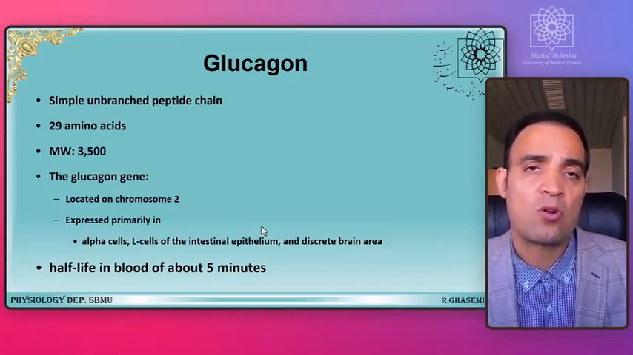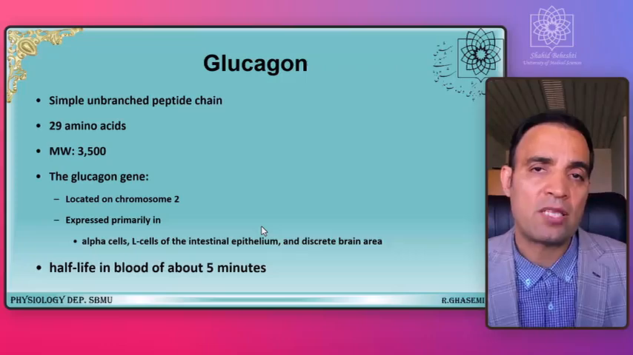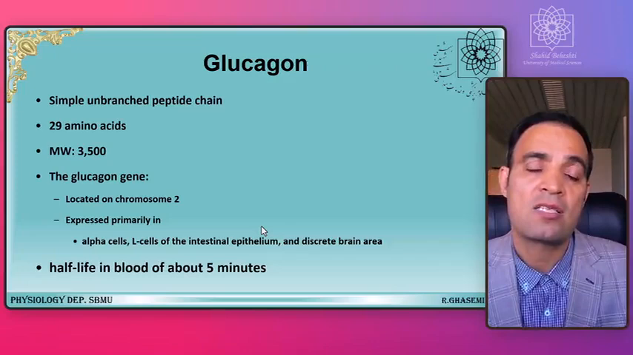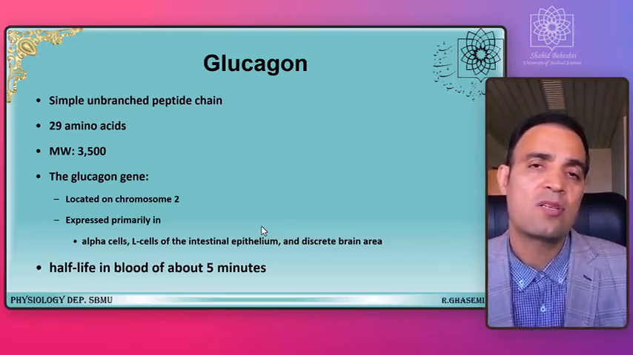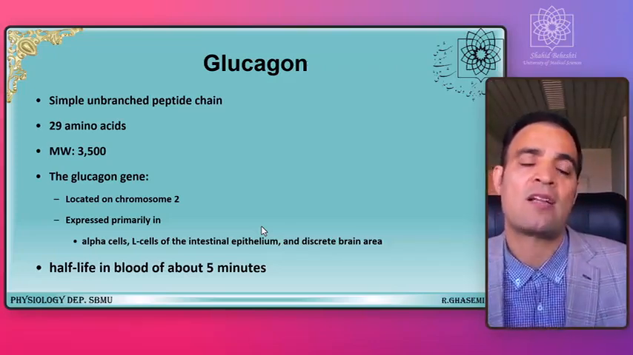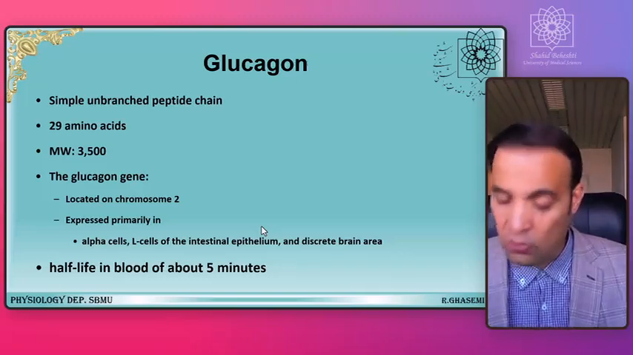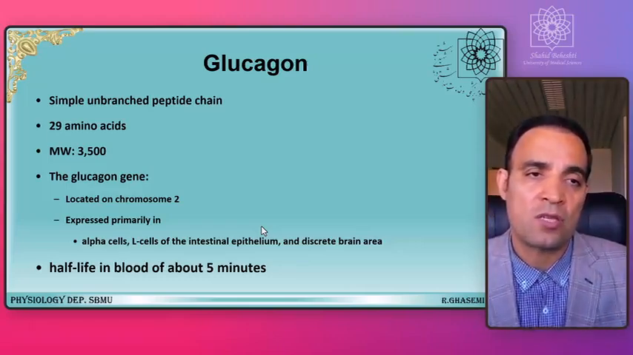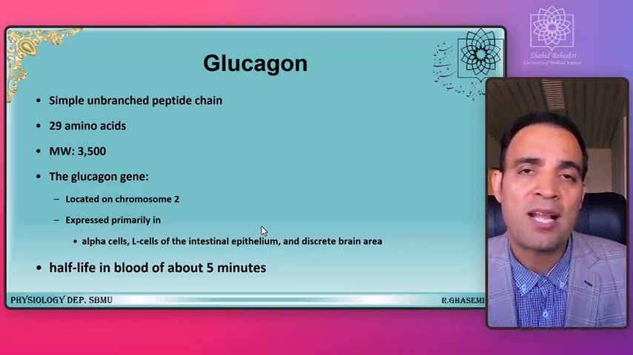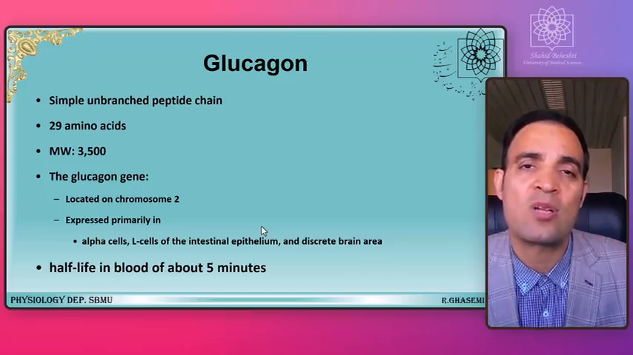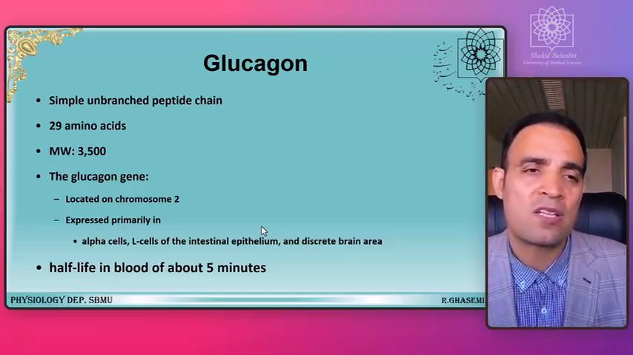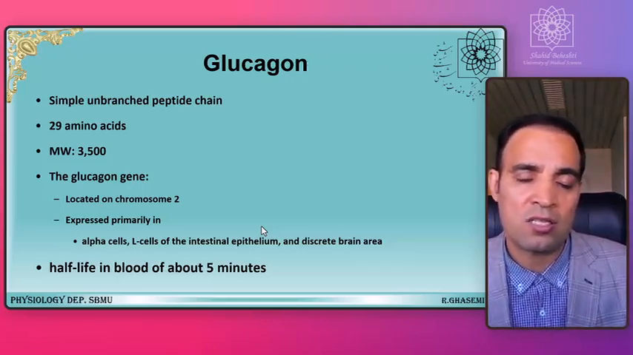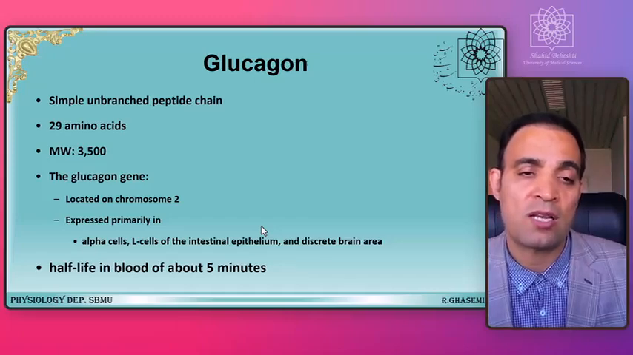That was all about insulin. The next hormone that is released by the pancreatic islet is glucagon. As I told you, glucagon is the opposing factor for insulin, and it does a push and pull mechanism. It is an unbranched protein chain that has just 29 amino acids. The molecular weight is very low, and its gene is expressed on chromosome number 2.